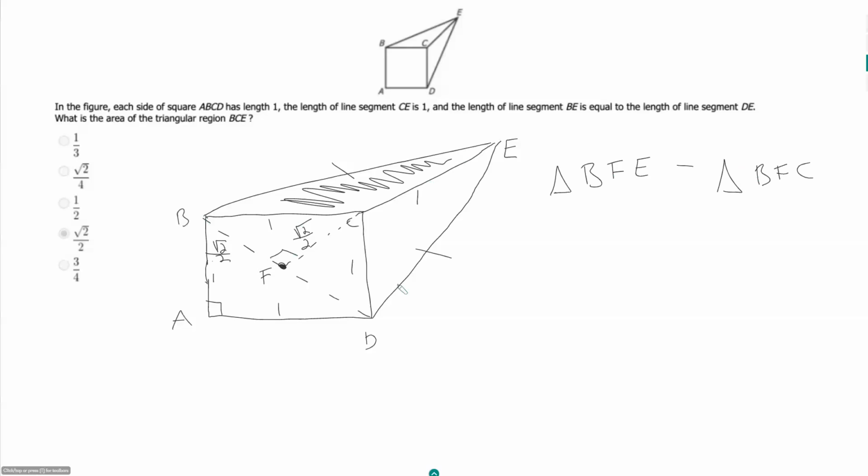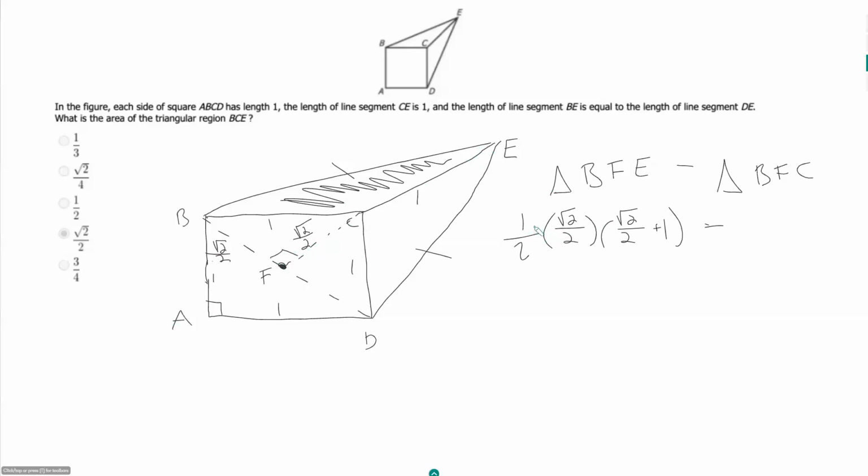So let's see if I can do that. BFE is a right triangle, so I can do 1/2 base times height, where BF is my base, and this line here from E to F is my height. So 1/2, and BF is half of a diagonal, so rad 2 over 2, times my height. My height is made up of EC plus this half a diagonal that I extended it by, so that is going to be rad 2 over 2 plus 1. Let's simplify this first.